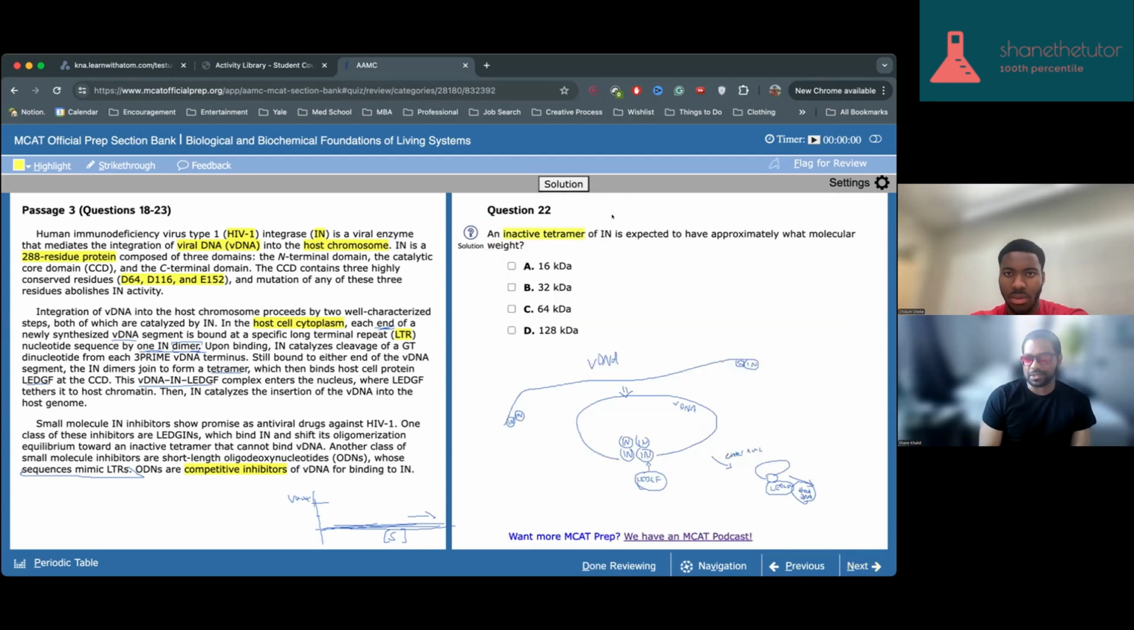And we knew something like this was going to come up, right? An inactive tetramer of iron is expected to have approximately what molecular weight? One of the things I have is 288. An inactive tetramer. In my head, I think, okay, tetramer, so would this be multiplied by 4? So you multiply 288 by 4 divided by 110.